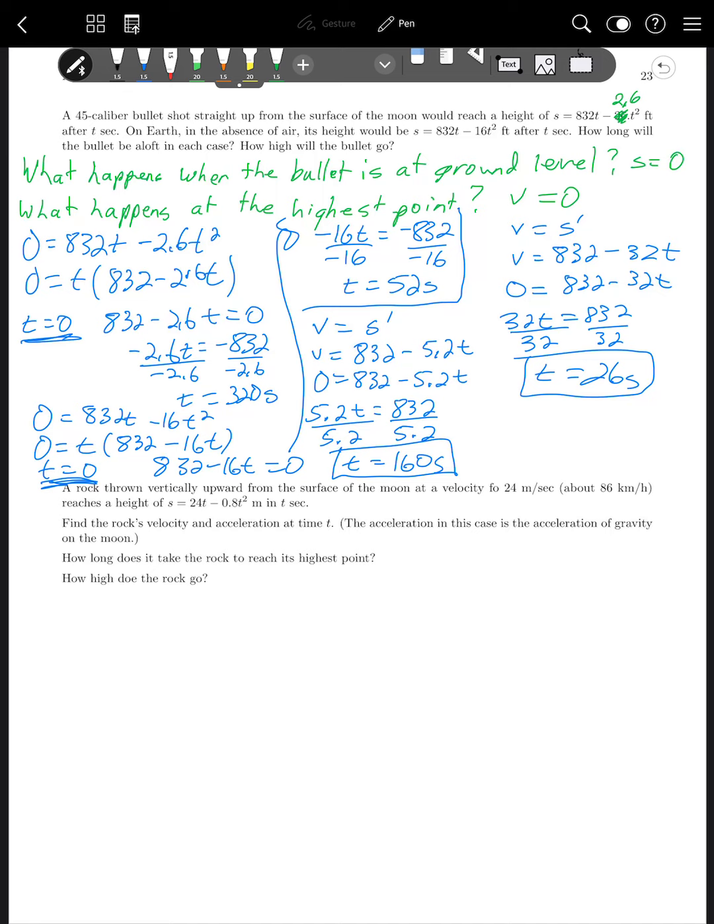A rock thrown vertically upward from the surface of the moon at a velocity of 24 meters per second, about 86 kilometers an hour, reaches a height of s equals 24t minus 0.8t squared meters in t seconds. Find the rock's velocity and acceleration at time t. In other words, we just need to find the derivatives, right? So velocity equals the first derivative. Velocity would be 24 minus 1.6t.